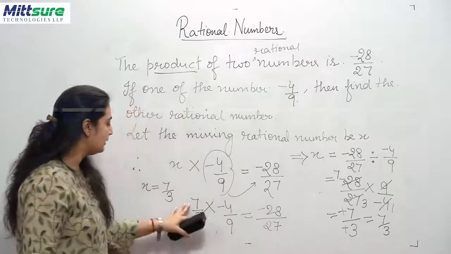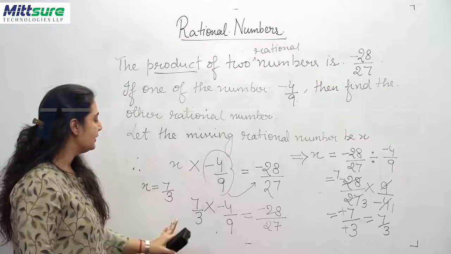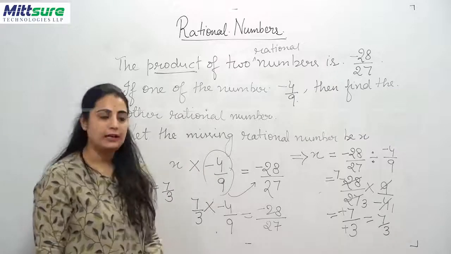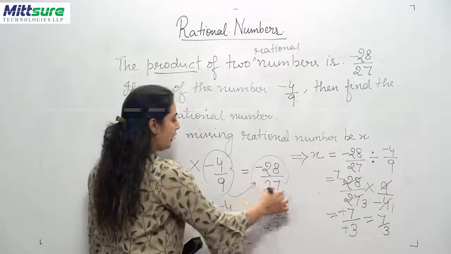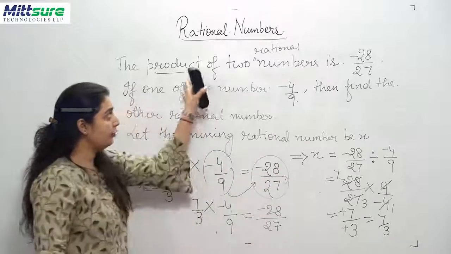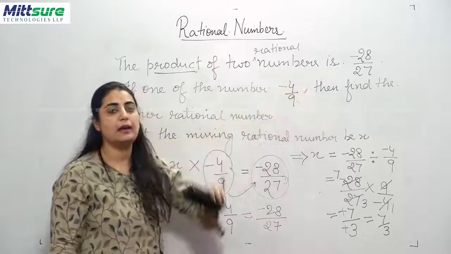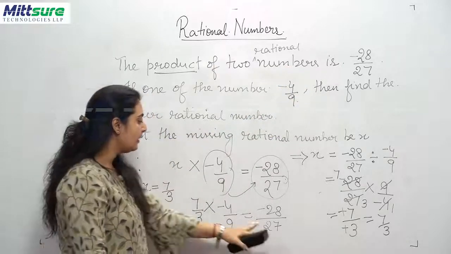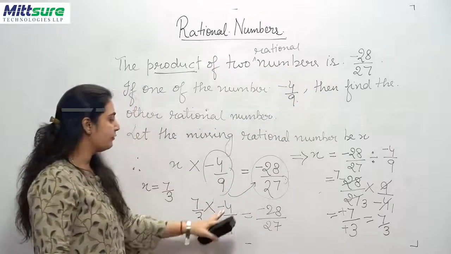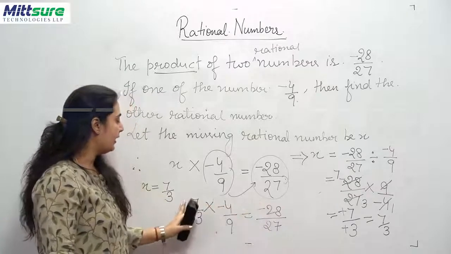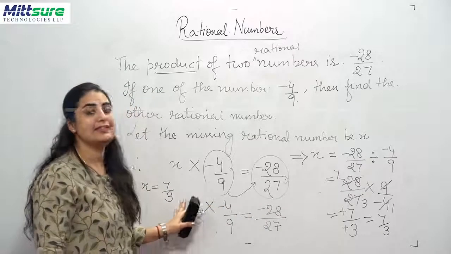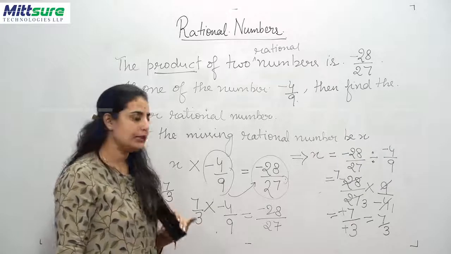So that means that the missing number is certainly 7 upon 3, because here also I have got the product of the given two rational numbers which was mentioned in the question, minus 28 upon 27, and here also I have got the same product when I have found the value of x as 7 upon 3.